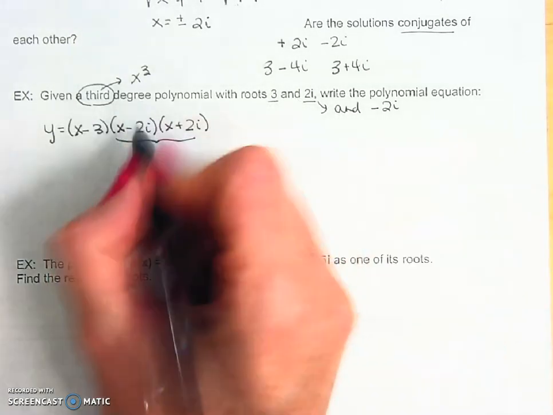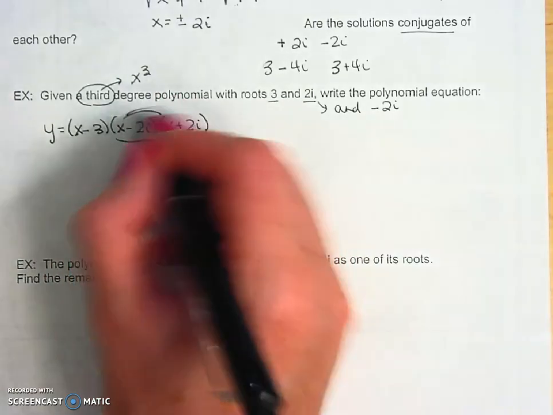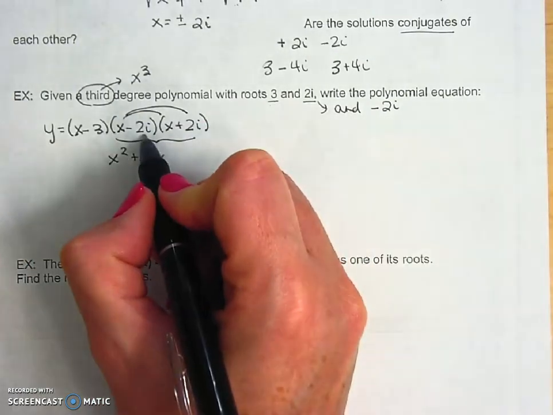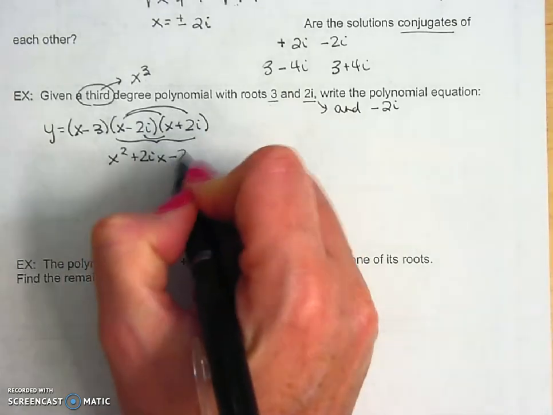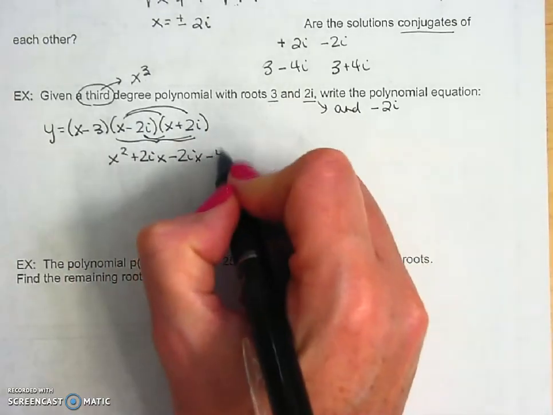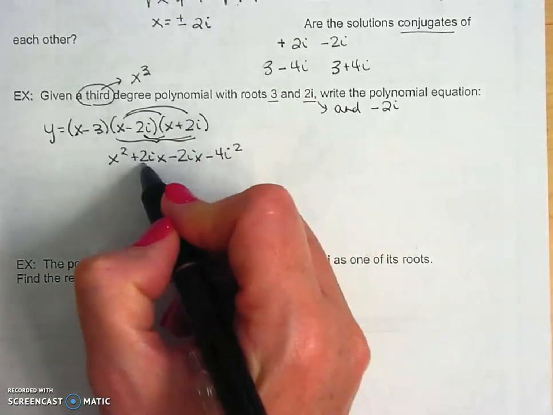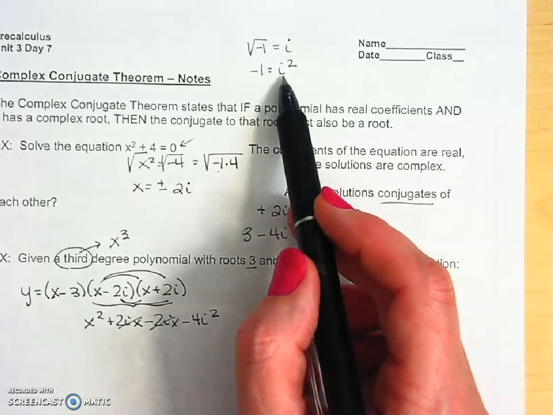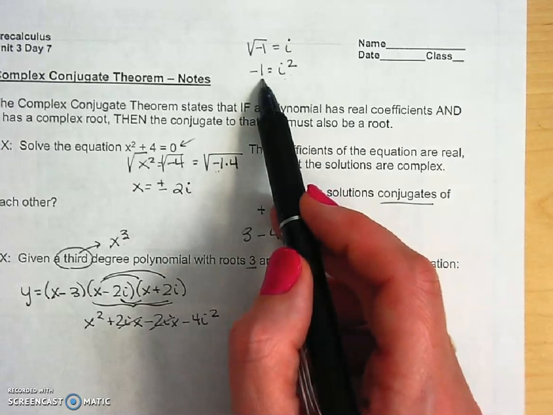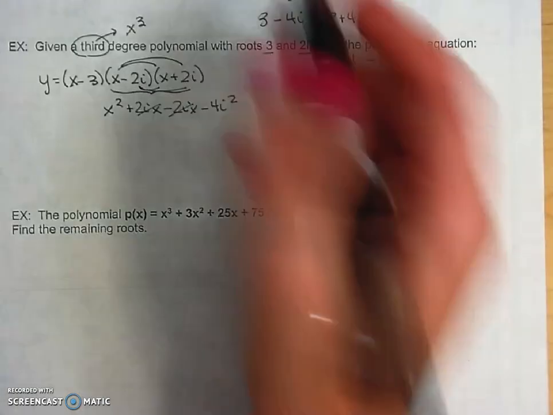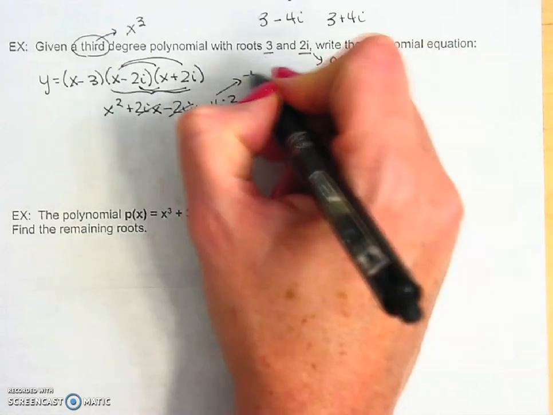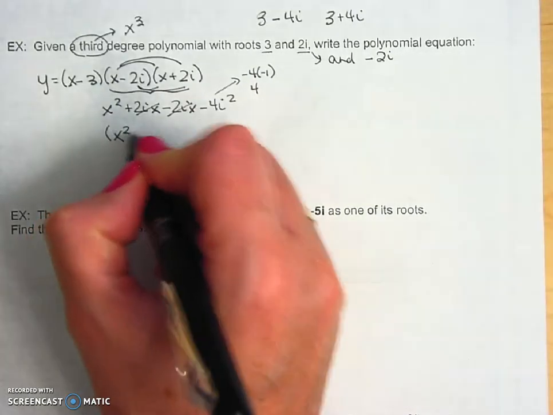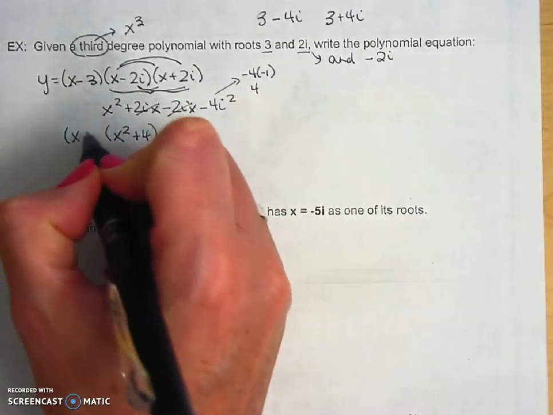So double distribute. I'm going to distribute this x first. So that gives me x squared plus 2ix. And then I'm going to distribute the negative 2i. So that's negative 2ix, and then minus 4i squared. So notice that the middle terms drop out. And then for the negative 4i squared, I'm going to use this fact up here that we talked about. Anytime you see an i squared, you want to replace it with a -1. So that is -4 times -1, which is positive 4. So now this whole thing simplifies to x squared plus 4. And notice how there is no more i there.